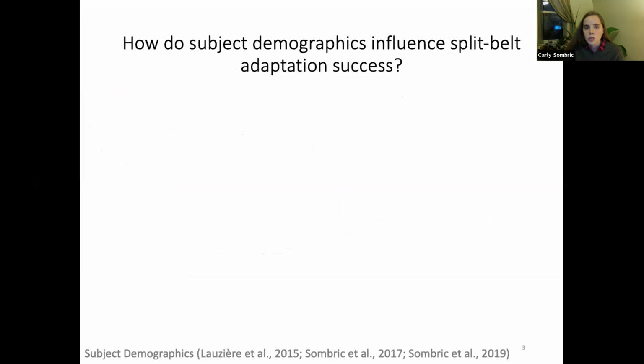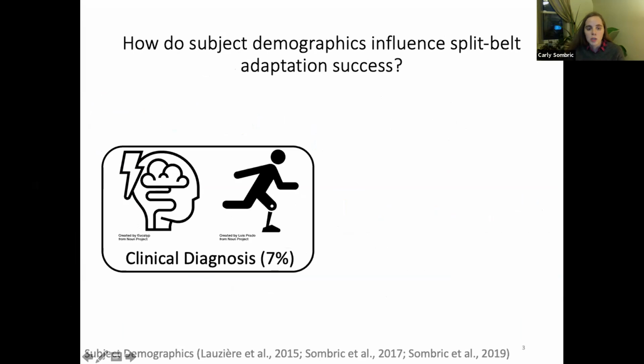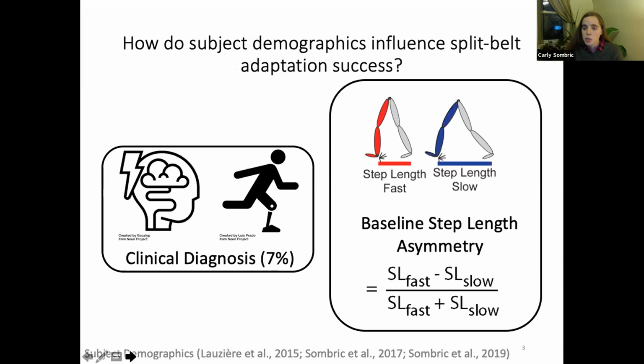And what's in the database? So there's subject demographics. So you can imagine things like height and weight, but also information such as clinical diagnosis. So right now, about 7% of the population includes people who have either neurological or biomechanical diagnoses. It also includes information such as baseline step length asymmetry. So again, this is information about which leg moves faster.